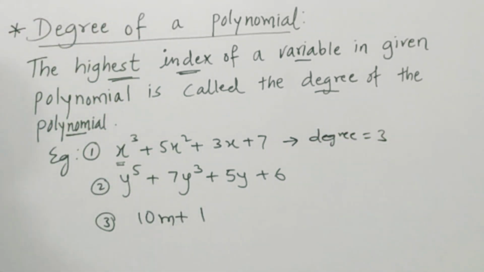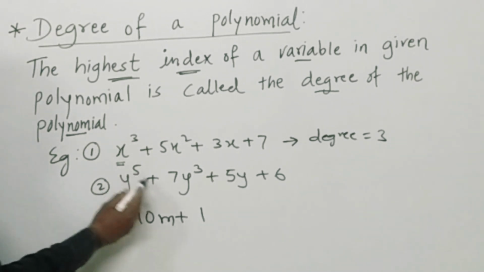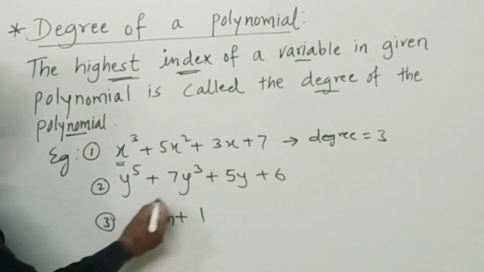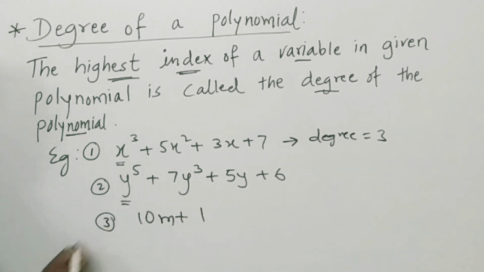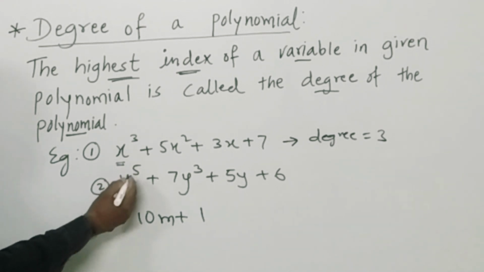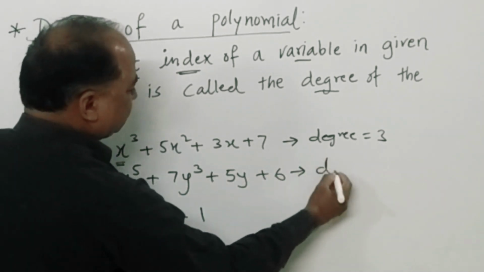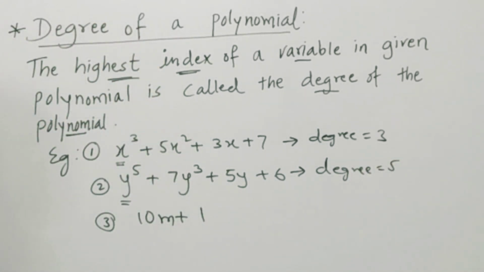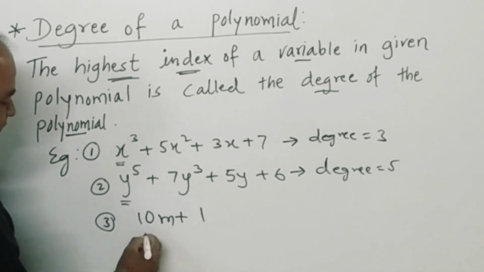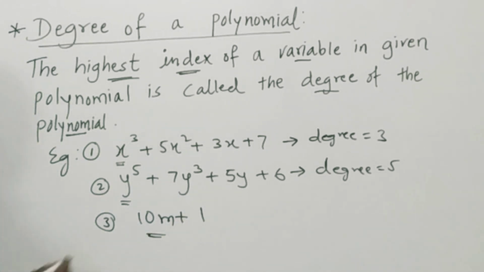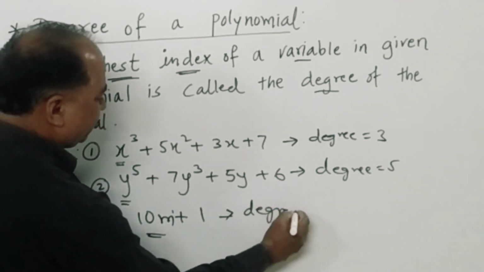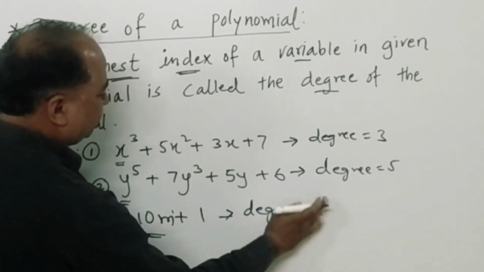Second example, y raised to 5 plus 7y cube plus 5y plus 6. Here the highest index of this polynomial is y raised to 5, that is 5 is the highest index. So degree of this polynomial is 5. And the last third example, 10m plus 1. Now here in 10m, m is raised to 1. So degree of this polynomial is equal to 1.